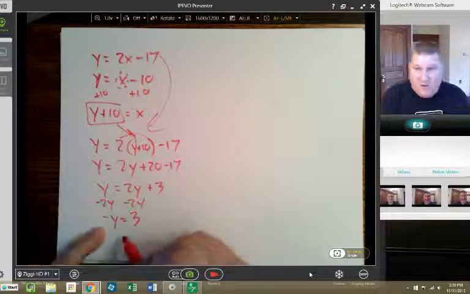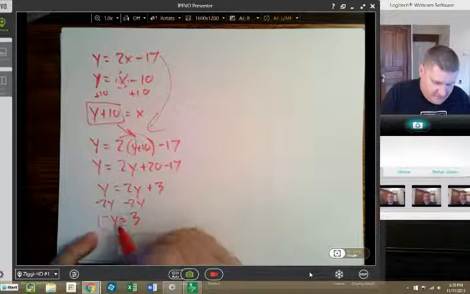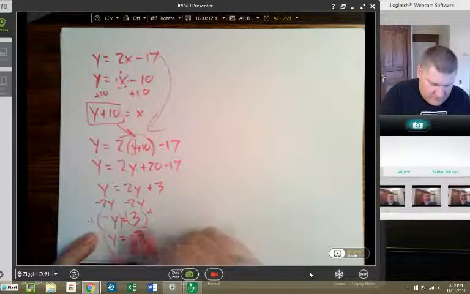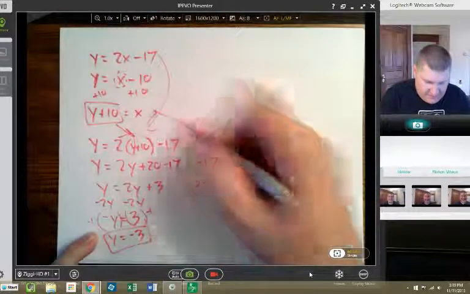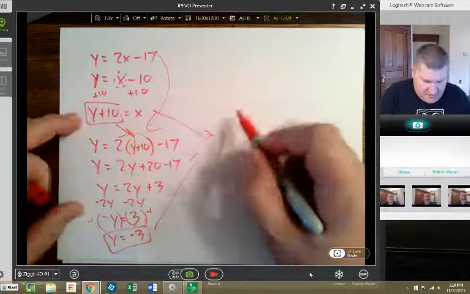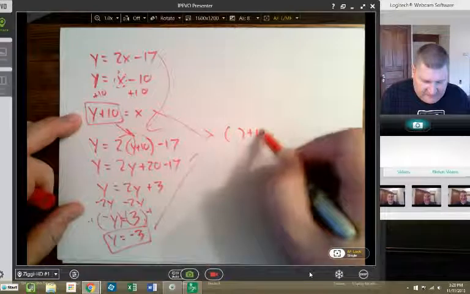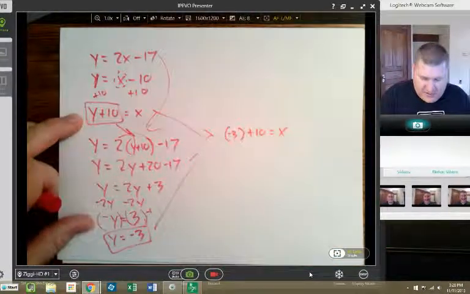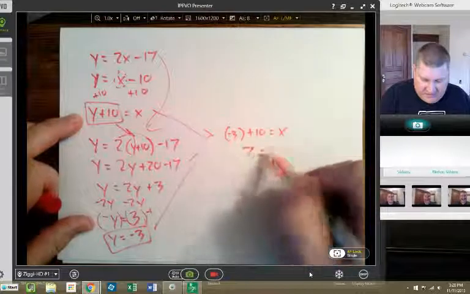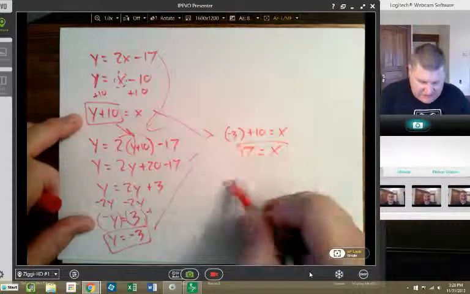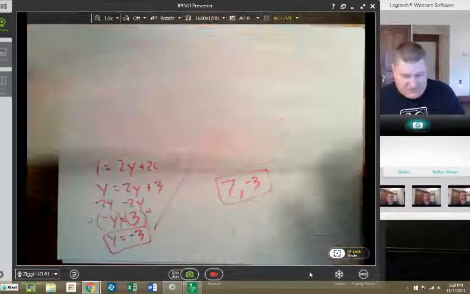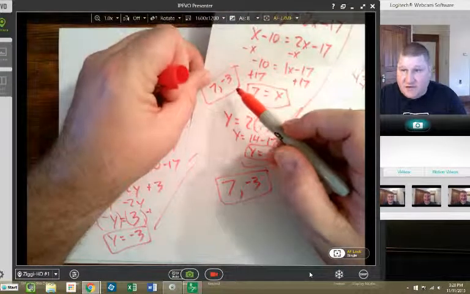Well, if negative y equals 3, then that means positive y equals negative 3. Here we go. Something plus 10 equals x. So we take negative 3, plug it in, and we get 7 equals x. So my answer is 7, negative 3, which is exactly what I got earlier.